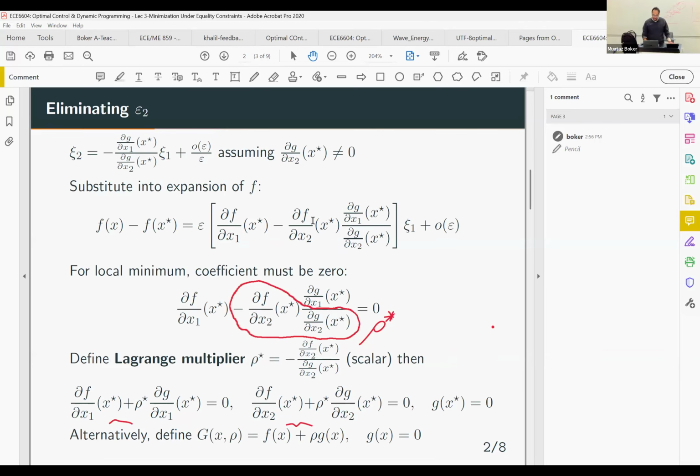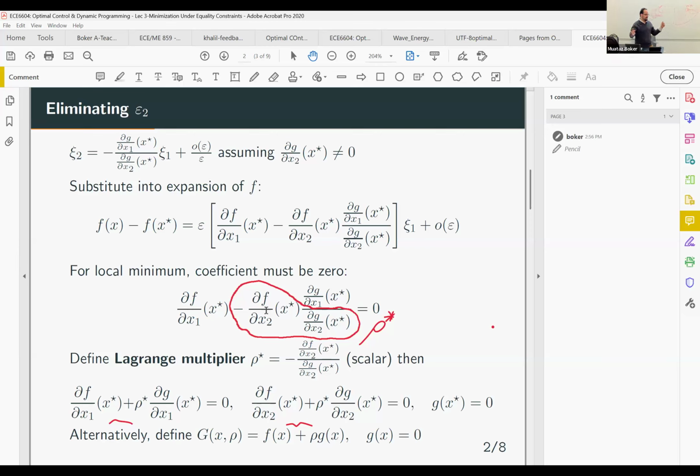Okay. It's a scalar. It's a scalar constant. This is the keyword. It doesn't depend on x. So here, rho star depends on... remember, this is taking the derivative of f with respect to x2 evaluated at x star. So it's a number, and this is a number. A number divided by a number is a number. So this is rho star.